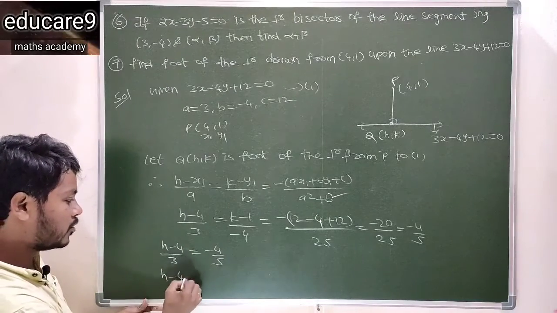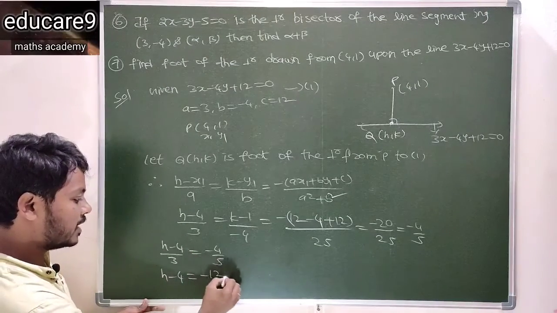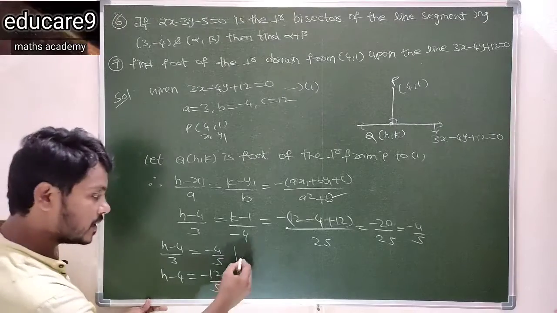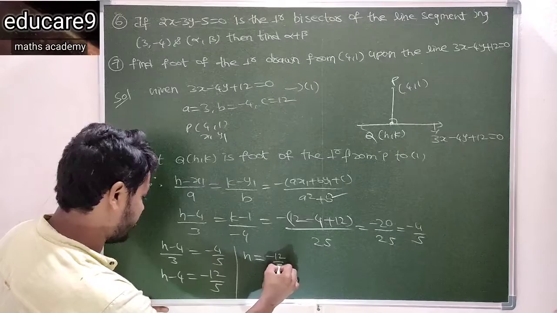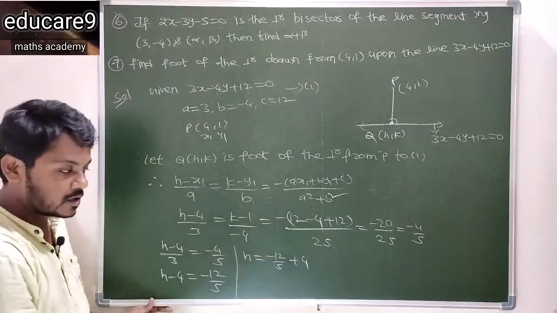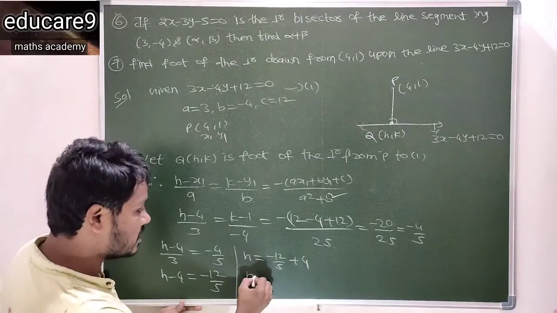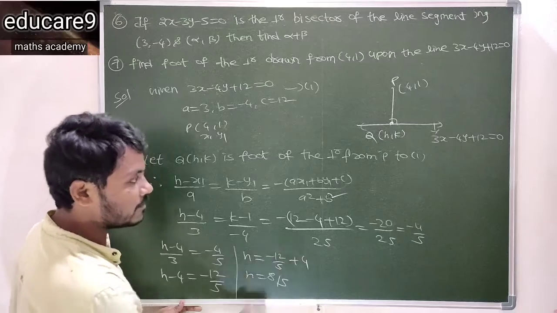So h minus 4 is equal to minus 12 by 5. So what is the h value? Minus 12 by 5 plus 4. So 20 minus 12, so h is equal to 8 by 5.